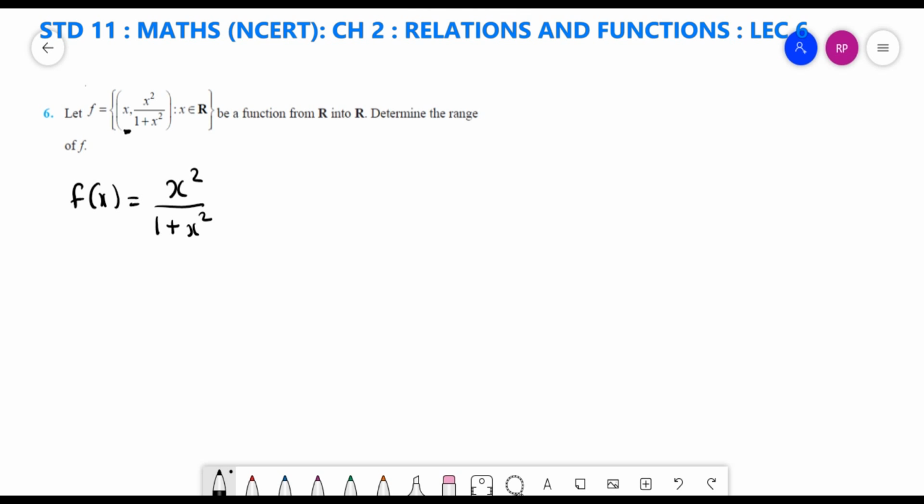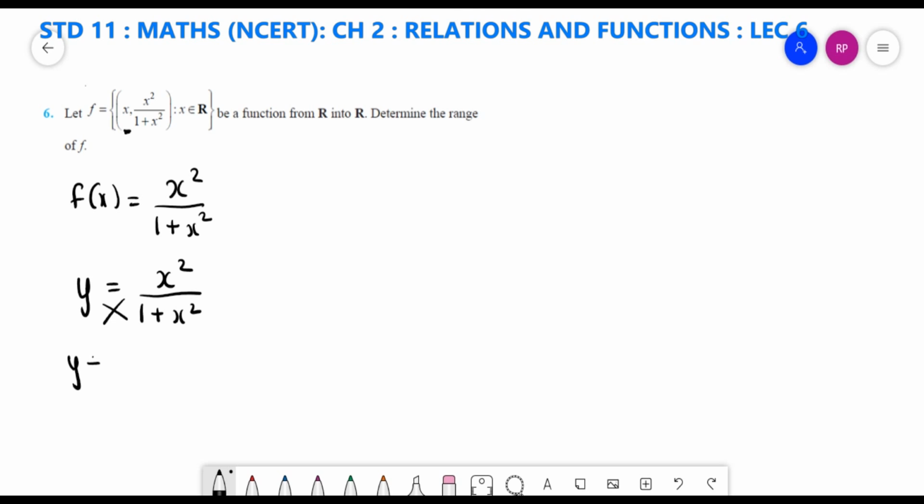Now you are being asked to find out the range of f. Clear? So what I will do is take y equal to x square upon 1 plus x square. Whenever we want to find the range, we do it this way. Now remember, this denominator can never be equal to 0, because it is 1 plus x square. x square is always positive, and any positive number added to 1 will never make it 0. Clear?